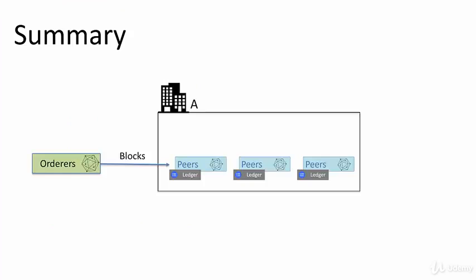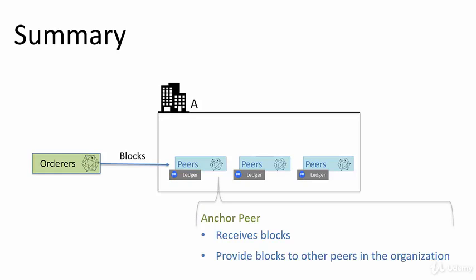The focus of this lecture was on the peer nodes. Every member organization needs to set up peers in the organization. Peers receive blocks from the network. There is a special kind of peer that is set up to receive the blocks, and that peer is known as the anchor peer. Anchor peer receives the blocks and then provides these blocks to the other peers in the organization.